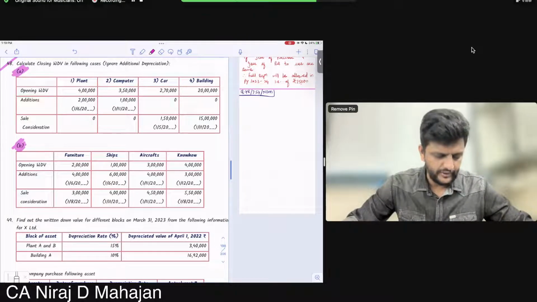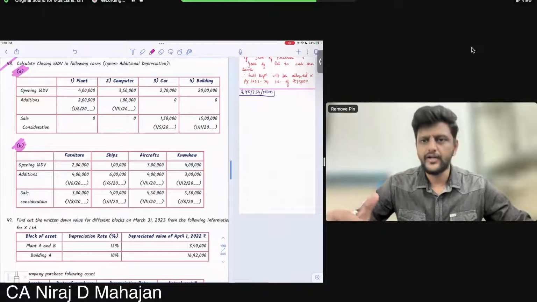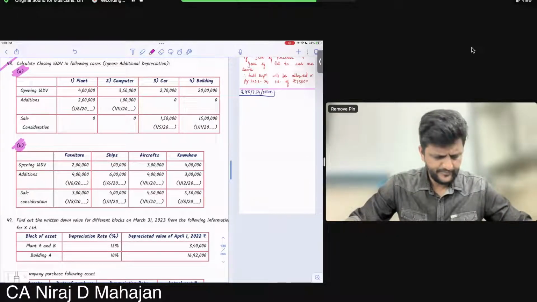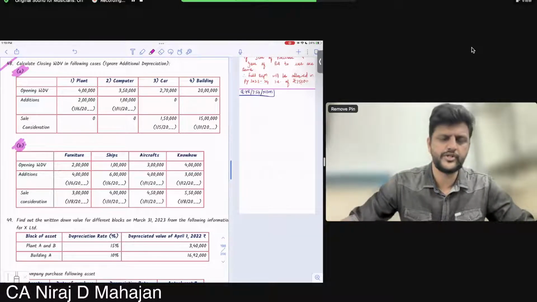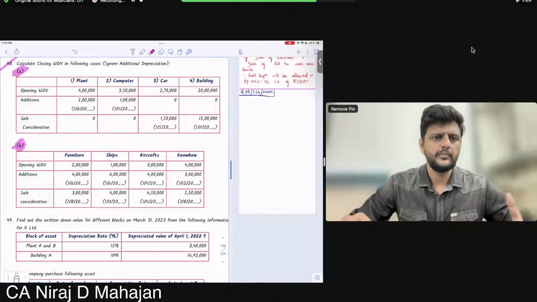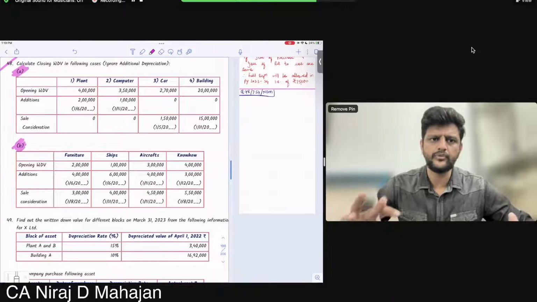Calculate closing WDV in the following cases. Ignore additional depreciation. We have not discussed additional depreciation, but we'll do a normal basic one right now. Okay? Will it work? In the following cases, what assets do we have in the first case? We have 4 assets: plant, computer, car, building. Plant obviously means plant and machinery. Computer and car. What is common between 1, 2, 3?